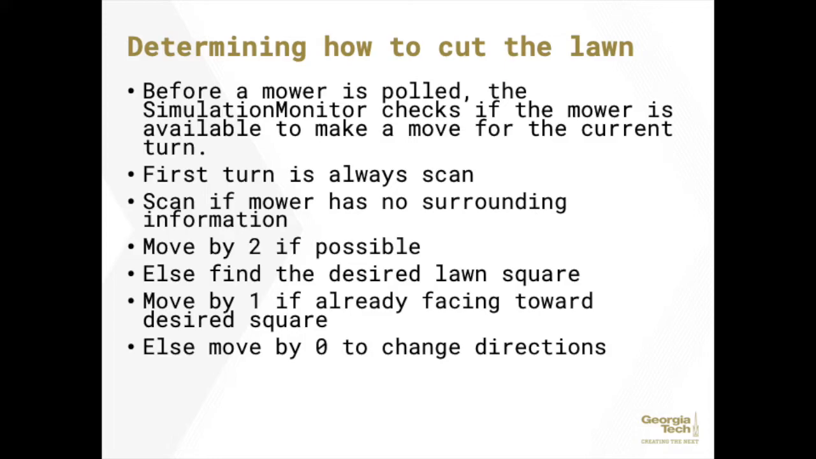If move by two is not possible, we find the square we want to move on to. Then we check whether or not the mower is facing toward that square. If it is facing toward the desired square, we decide to move by 1. Else, we do move by 0 and change directions to face toward the desired square.